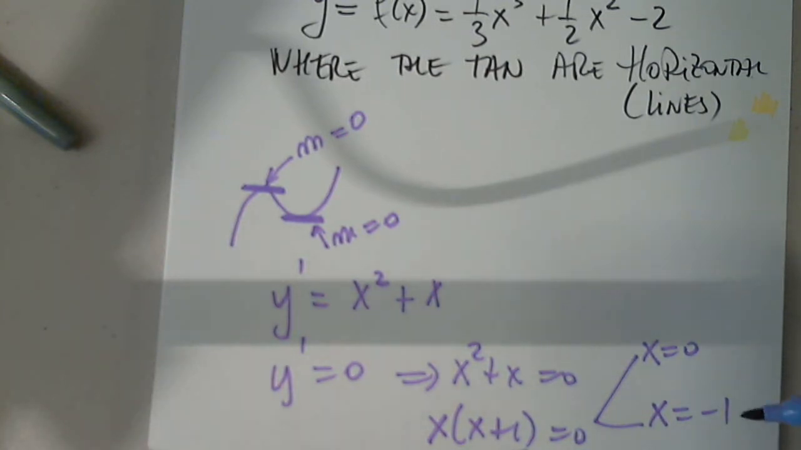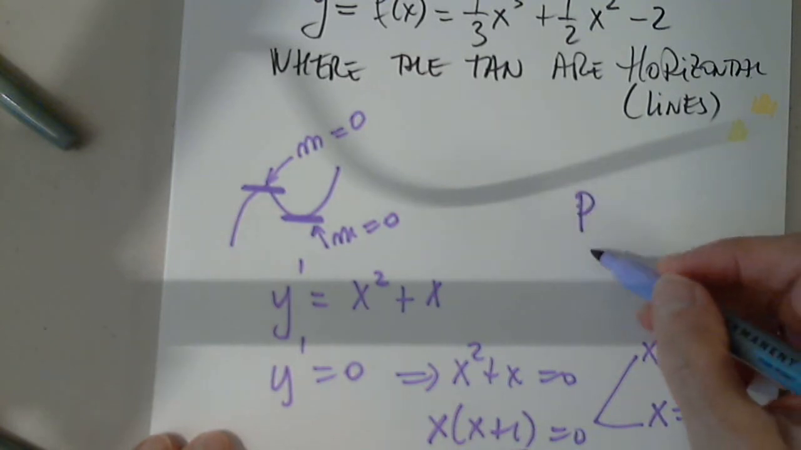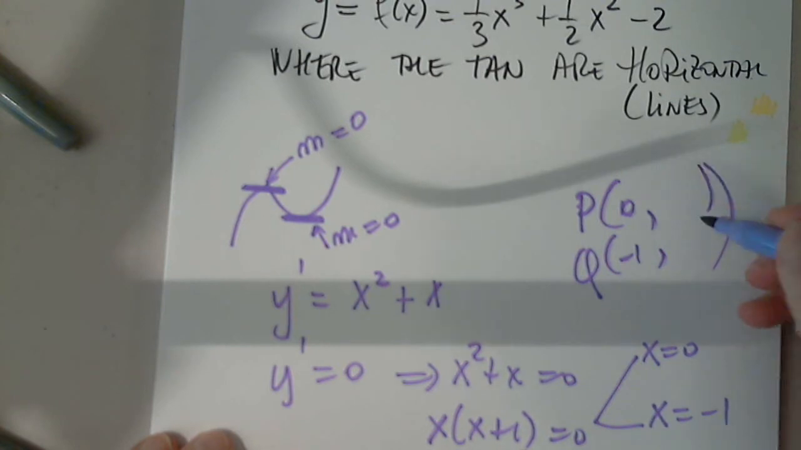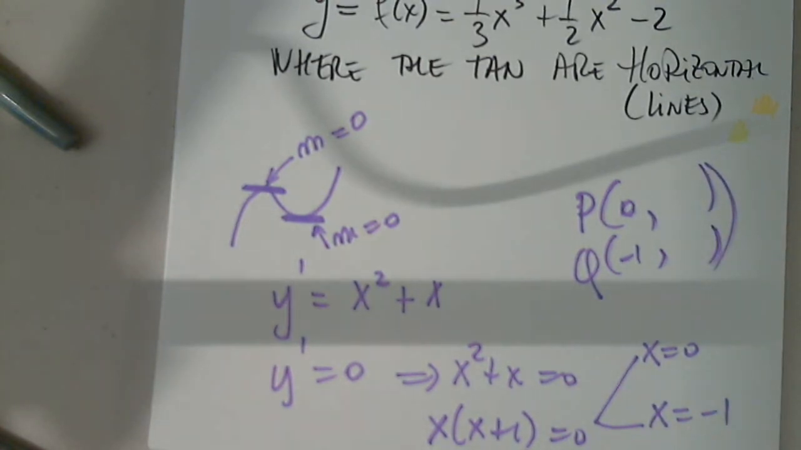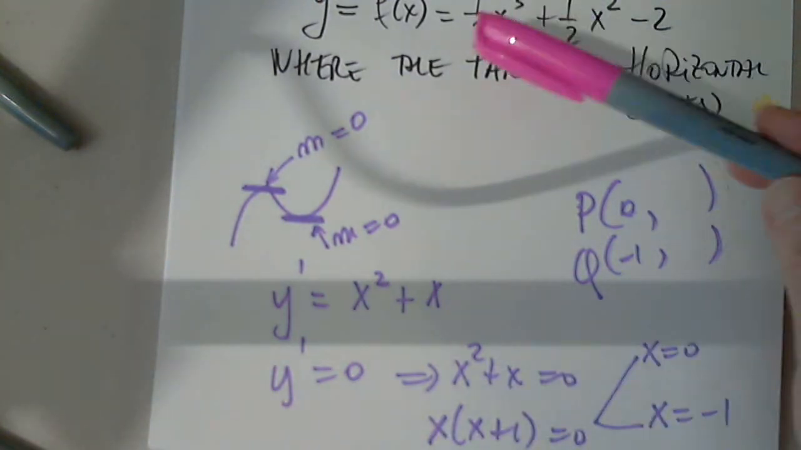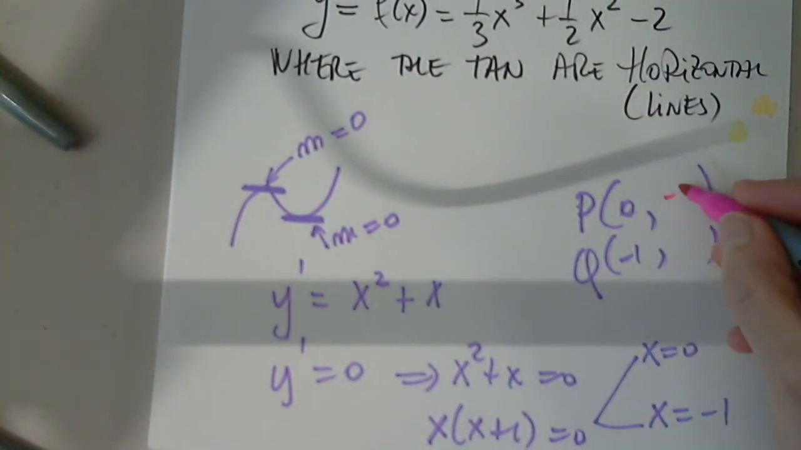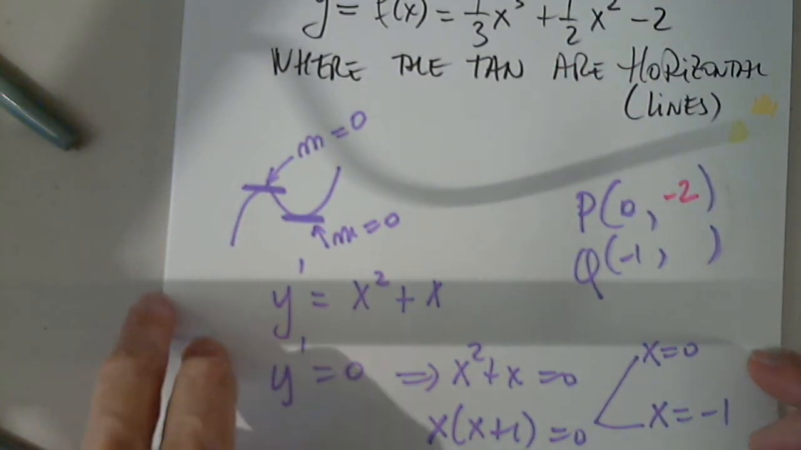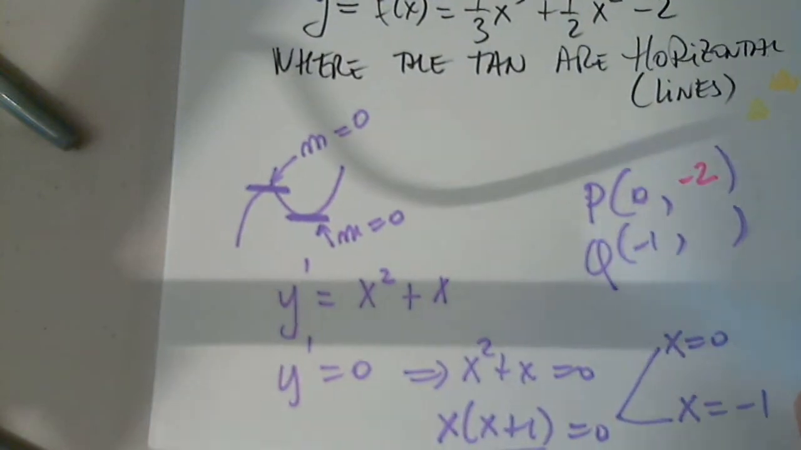It's guaranteed that at points P and Q, with x equal to 0 and -1, the tangent has to be horizontal, because that's how we determine them. So knowing that, and since we're asked to find the points, I have to have the y-coordinate. When I plug in 0, that's an easy task. I get -2. When I plug in -1, I have -1/3 plus 1/2 minus 2.